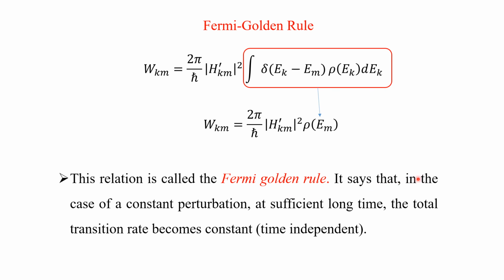It says that in the case of constant perturbation at sufficiently long time, that is tau tends to infinity, the total transition rate becomes constant. That is time independent. There is no time dependent factor. The modulus square of h prime km is a constant, and the density of states is also constant. So it is independent of time. That is called the Fermi Golden rule.